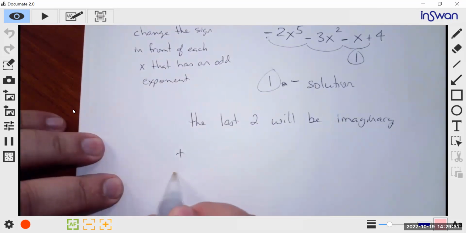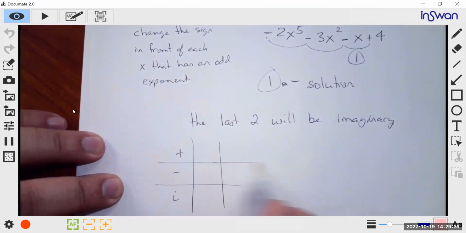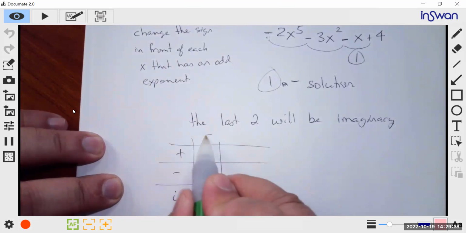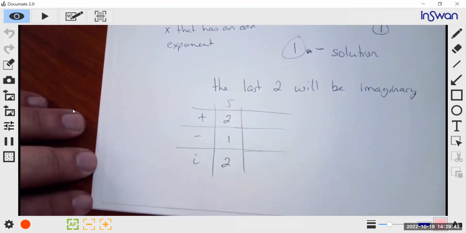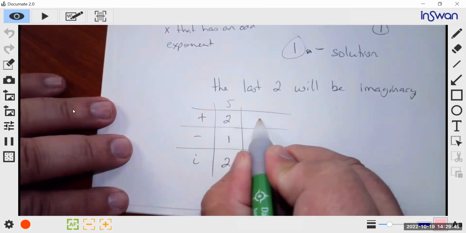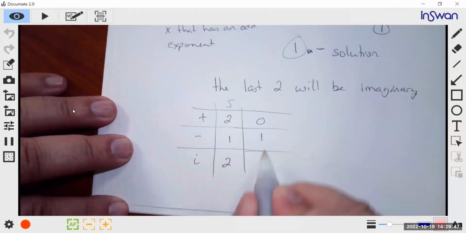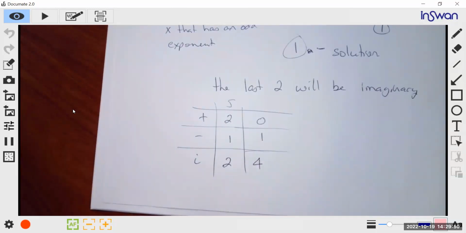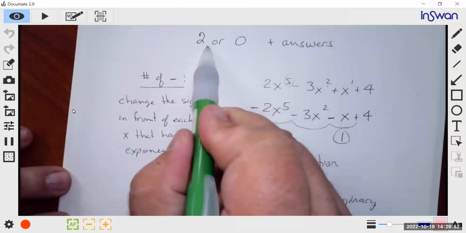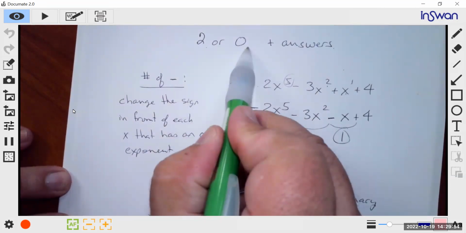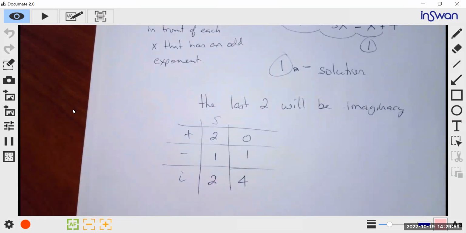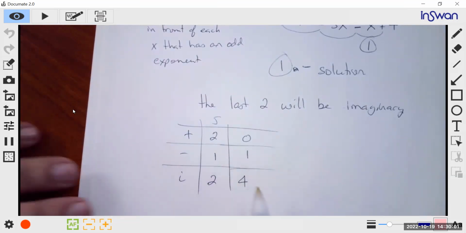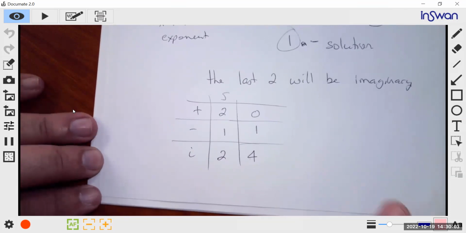So we have positive, negative, imaginaries, because it has to equal 5. So we can have 2 of these, 1 of these, and 2 of those. What if we have 0 of these, 1 of these? Then we'll have 4 of those. Remember up here, I said we had 2 or 0. The reason I subtracted by 2 is because of the imaginary ones. They have to come in pairs. So that's what happened to it.